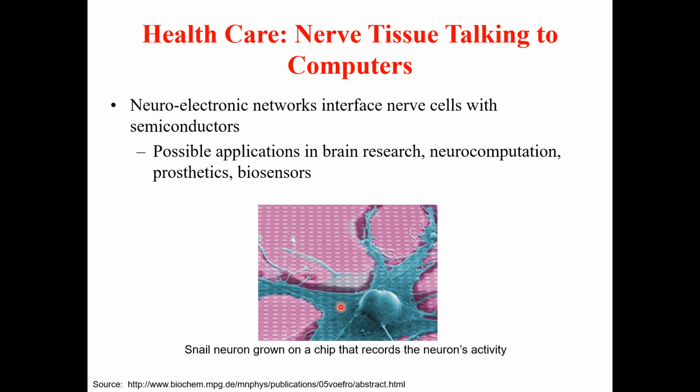If we have a snail neuron that's grown on a chip, with the help of that, we can record the neuron activity. Once you have this capacity, we can have a neuroelectronic network that interfaces nerve cells with semiconductors. With this, we will have possible applications in brain research, neurocomputation, prosthetics, and biosensors. That's how we can have communication with the computer. Our nerve cells can communicate with the computer with the help of these snail neurons grown on the chip.